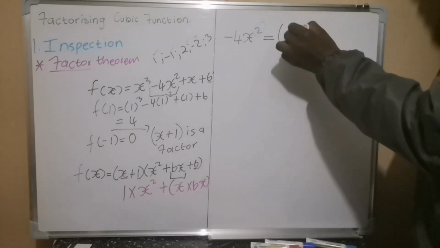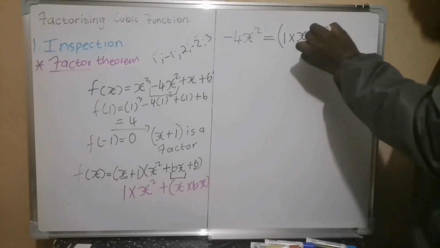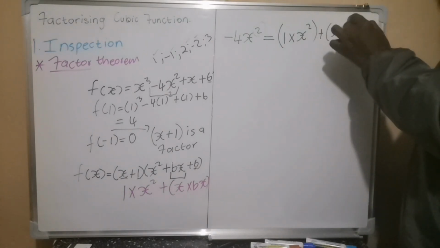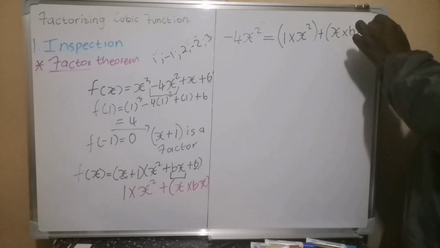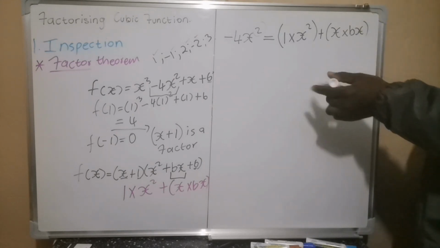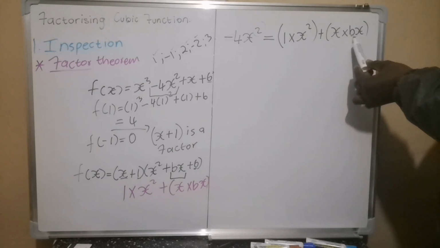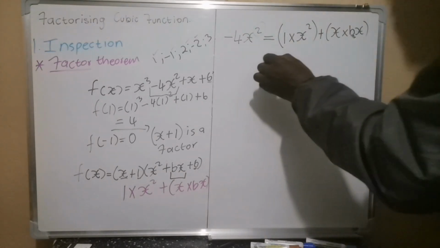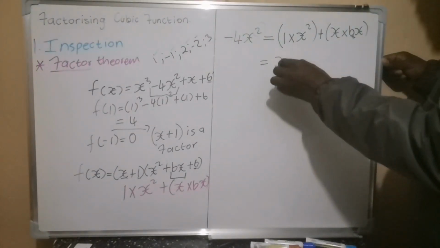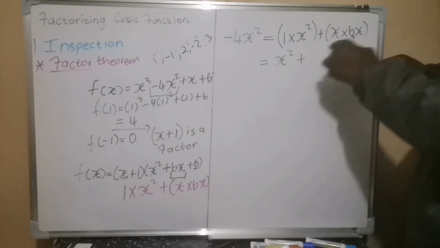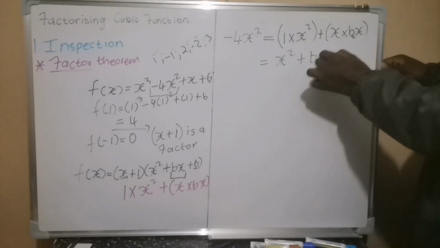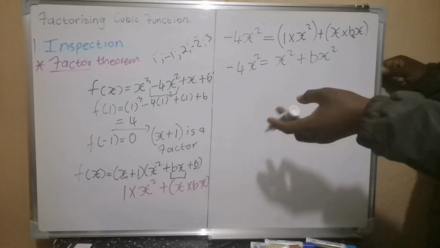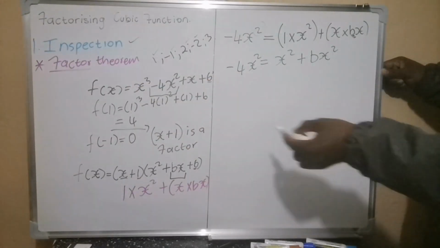So we have bracket 1 multiplied by x squared, giving x squared, plus x times bx, giving bx squared. Basically, you need to find b. That's our ultimate aim, to find the value of b in this equation. So 1 times x squared is x squared, plus x times bx, bx squared, equal to negative 4x squared. This is an inspection, basically. We're still on inspection, guys. Then you need to solve for b.